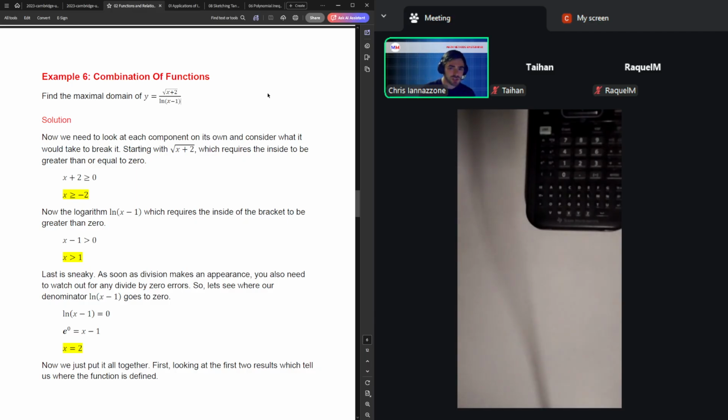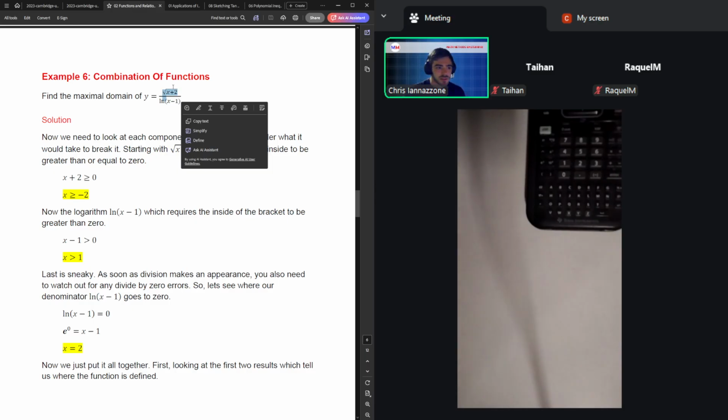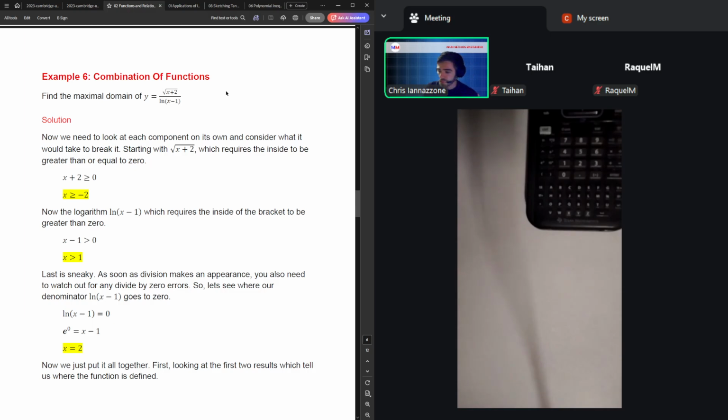So anytime you see that division symbol or fraction symbol, always got to watch out for the possibility of a divide by 0. When you have such a combination of functions, all you're going to do is evaluate each of them individually and then essentially combine all the results together. Because if this function is invalid, then the entire thing is invalid. If this function on the bottom is invalid, the entire thing is invalid, right? It only takes one thing to break before it all breaks. So we're just going to do exactly that. Go line by line, function by function.